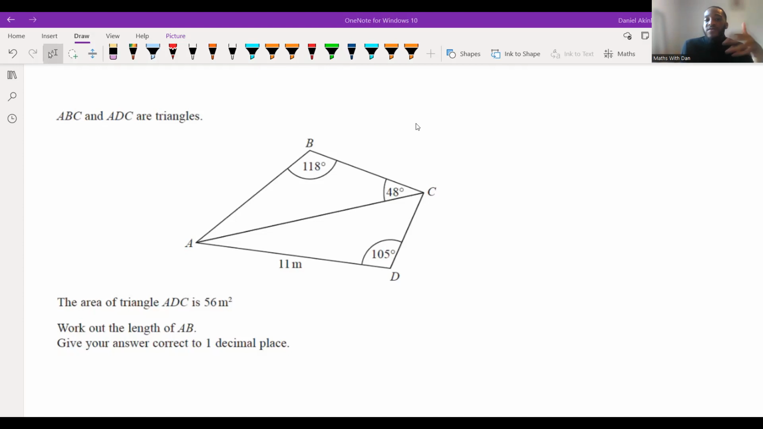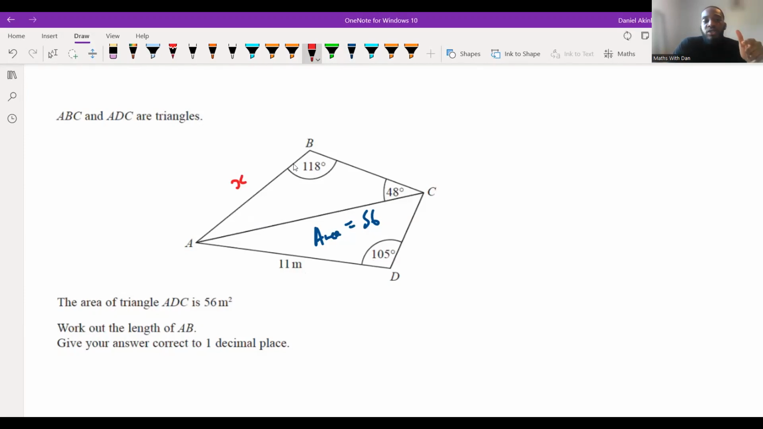So we say to ourselves, okay, if it's trigonometry, we need to remember our formulas and our rules: cosine rule, sine rule, half ab sine C, and so on. Now let's look at the information. They've told us that the area of this triangle ADC, the one on the bottom, is equal to 56. Now we need to work out the length of AB, which is this one here. Let's call this X, for example. The fact that they've given us some information about this triangle means that we need to definitely use it.